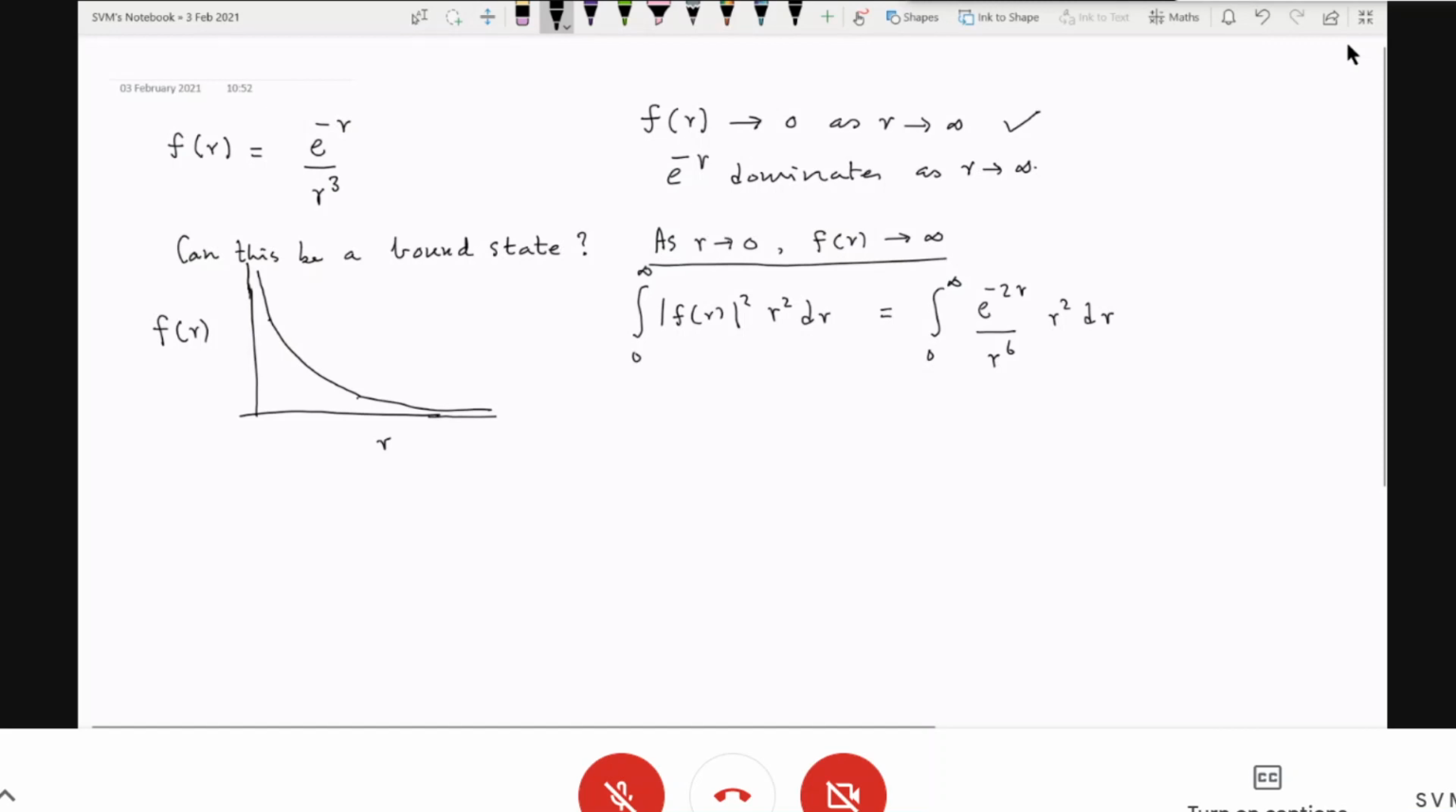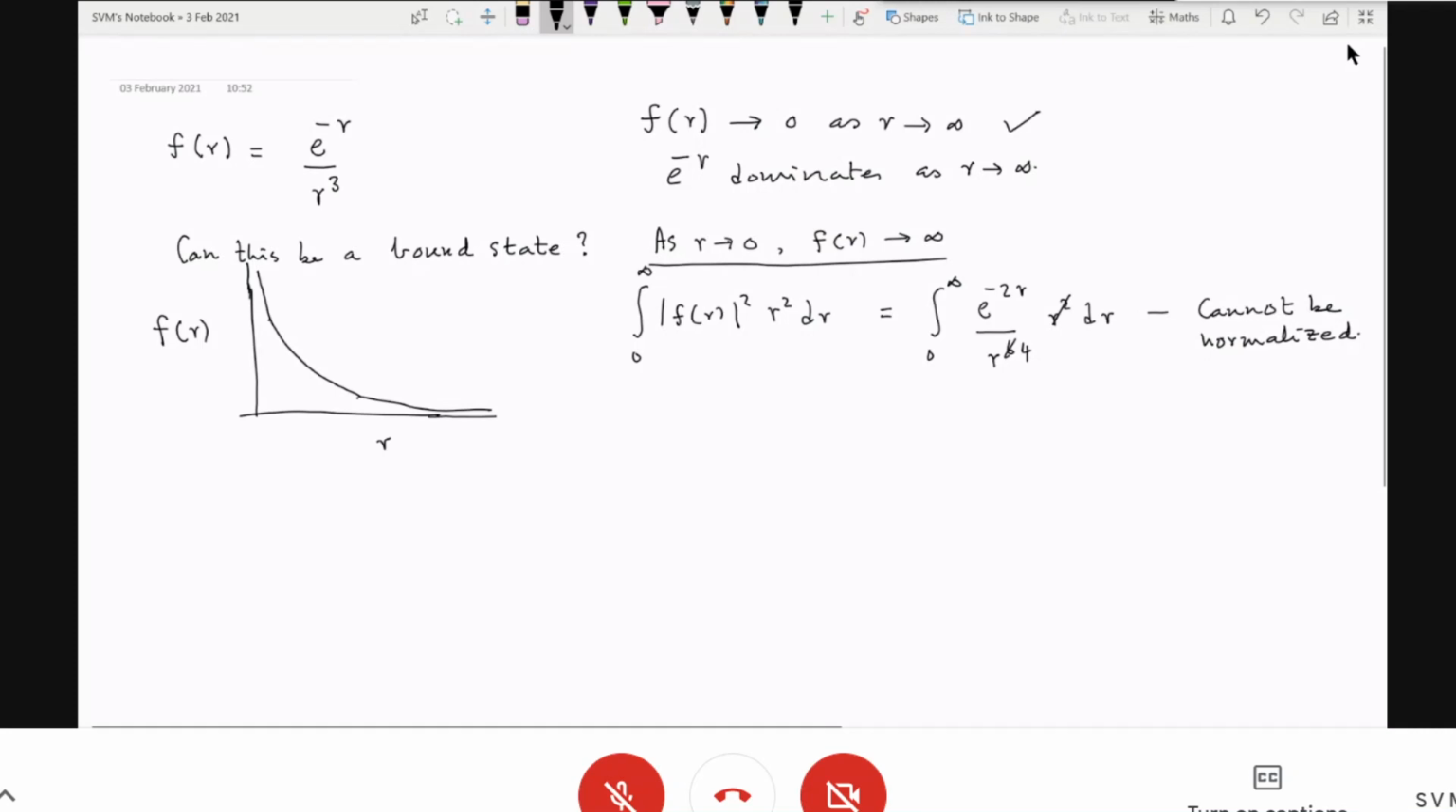This r square will cancel with this and you get r to the 4 here. So as r goes to 0, this r power will be in the denominator in every possible answer that you get for this integral, and it diverges. So this function cannot be normalized.